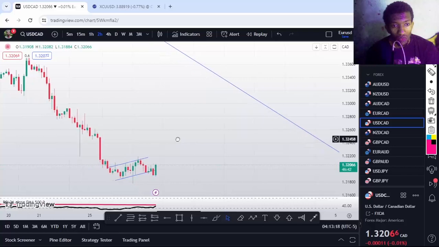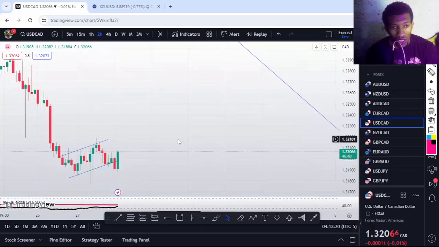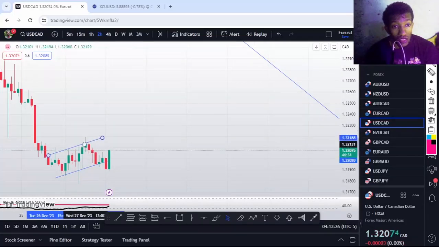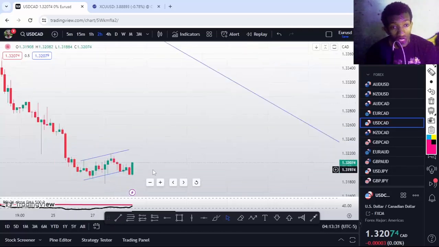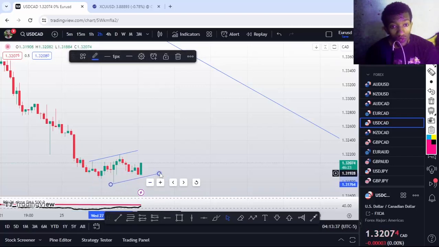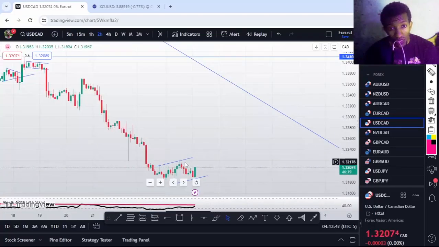I was waiting for dollar CAD to make progress. What it did is it just connected this one. Let's just connect this one, and this is it. This is how we do it. Just connect this one with this, because believe me, when the price comes and pierces this line, you would immediately enter a trade.